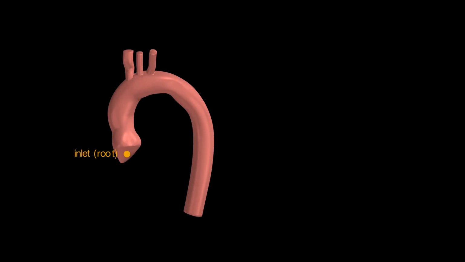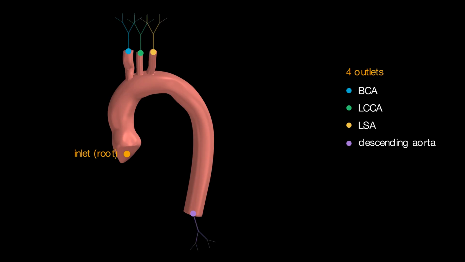This is the full extent of the mesh, an inlet at the aortic root and 4 outlets. 3 are the arch branches feeding the head and arms. The 4th is the descending aorta. Physiologically, the circulation continues past each cut into arterioles and capillaries, far too many vessels to resolve directly.